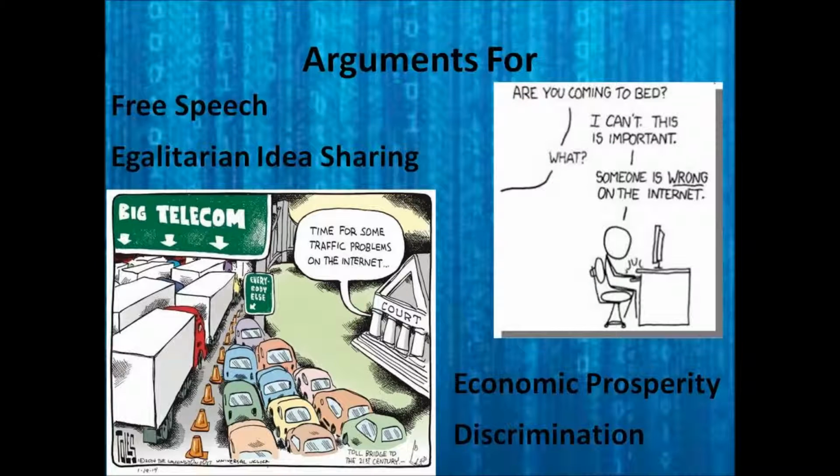Some of the arguments for net neutrality are free speech, the idea that everybody on the internet should have the ability to have equal say. This is complementary to the egalitarian idea of sharing, so that everybody who has access to the internet also has equal weight in providing others with their ideas and their opinions. Likewise, they believe this leads to economic prosperity, where newcomers are able to have their content seen, read, and disseminated as easily as established companies.